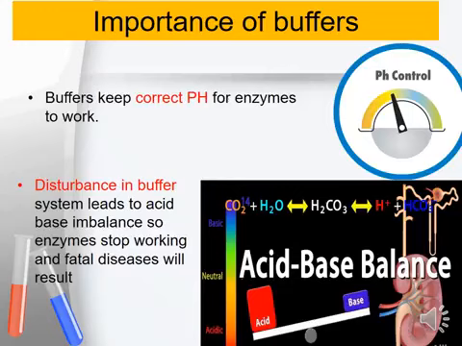Then buffer is important to correct the pH. pH is important for the optimum activity of the enzyme. By disturbance or problem in this buffer system, the enzymes will be denatured and stop working, leading to disease.